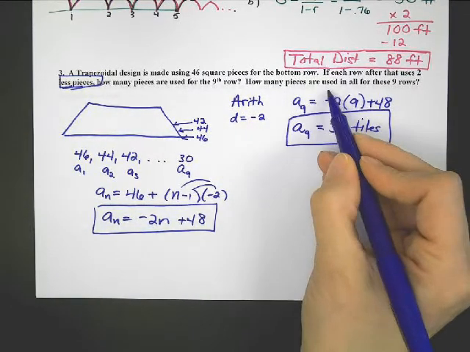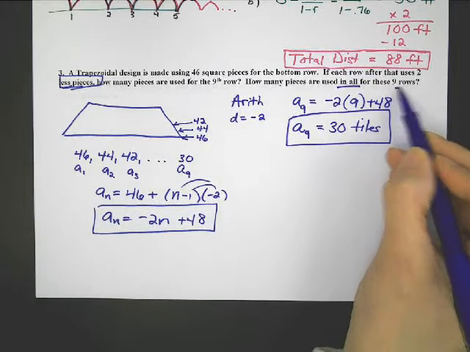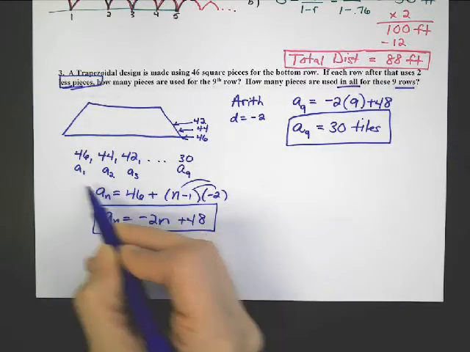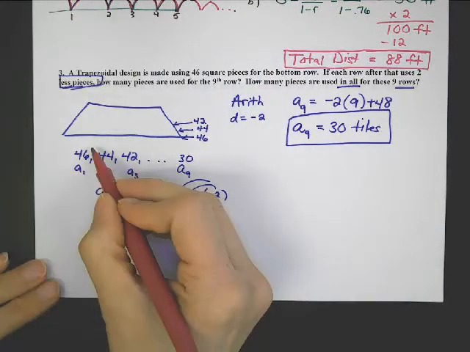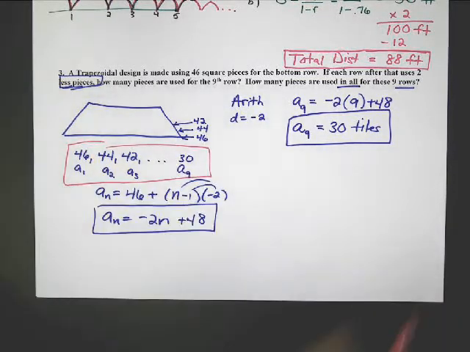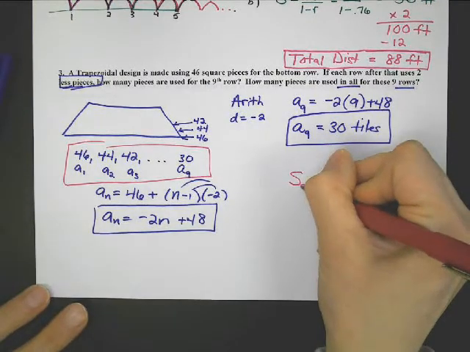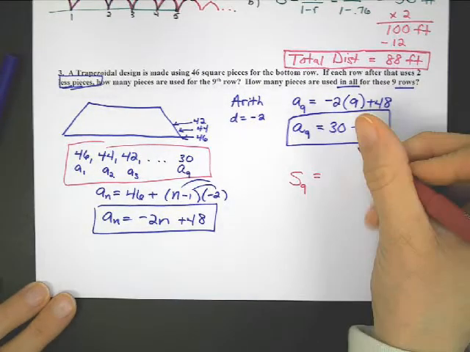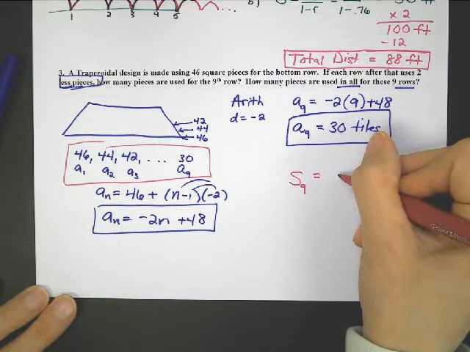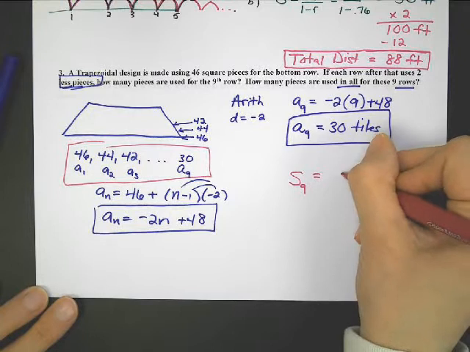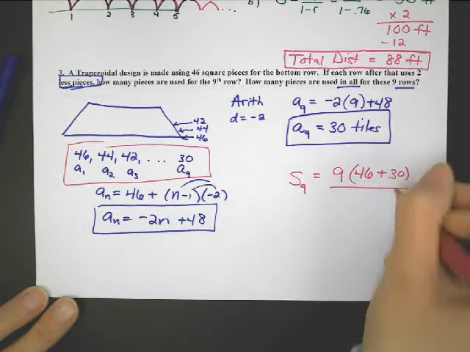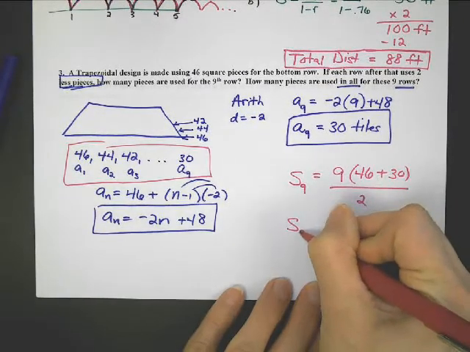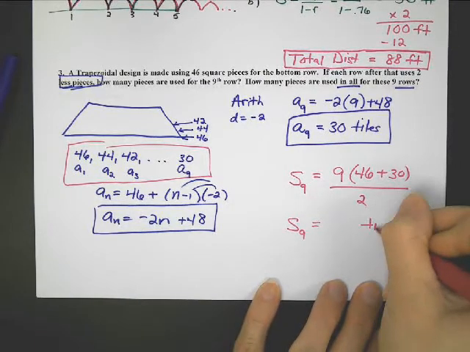Part B, how many pieces are used in all for these 9 rows? So they want me to add A1 all the way through A sub 9. They want me to find the total for these 9 rows. So does that sound like a term or a sum? That's a sum. That's S sub 9, and this is arithmetic. So the formula says n, which is 9, times the first plus the last, 46 plus 30, all over 2. So the sum of these 9 is going to be how many tiles?